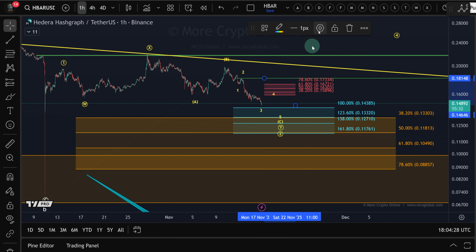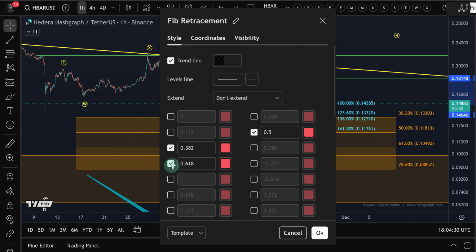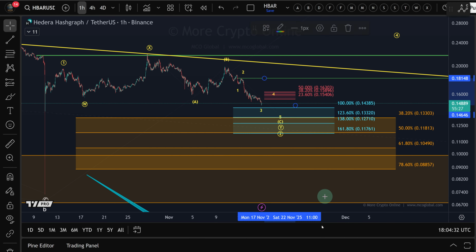Now, I'm usually going, if it's an impulse, then I'm going to choose for any fourth wave resistance the area between 15.4 cents in this case and 16.3 cents. That's basically here the area between the 23.6 retracement and the 50% retracement, and just a very standard resistance area for any bounce in a wave 4.